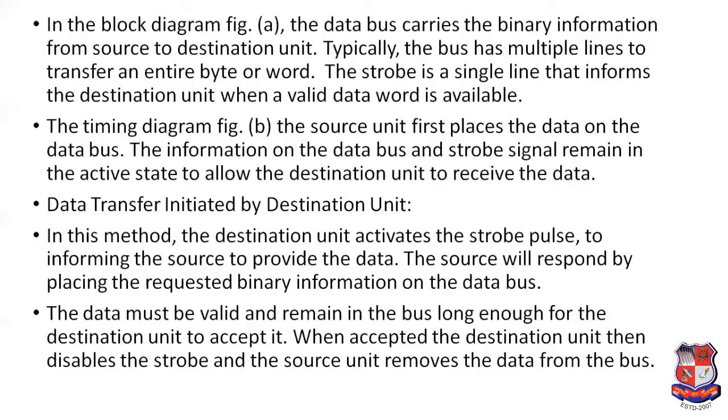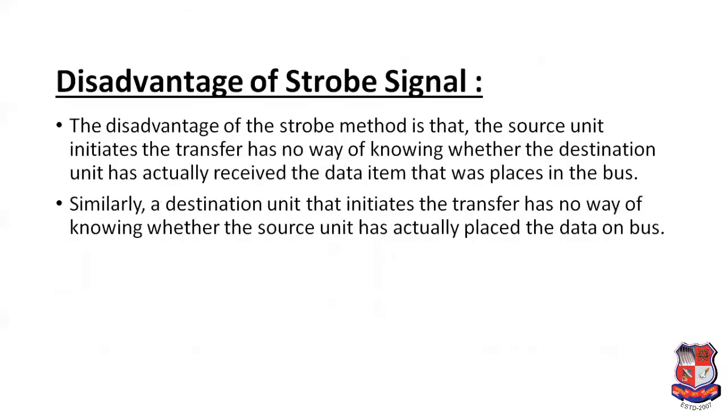In this method, the destination unit activates the strobe pulse, informing the source to provide the data. The source will respond by placing the requested binary information on the data bus. The data must be valid and it should remain in the bus long enough for the destination unit to accept it. When accepted, the destination unit then disables the strobe and the source unit removes the data from the bus.